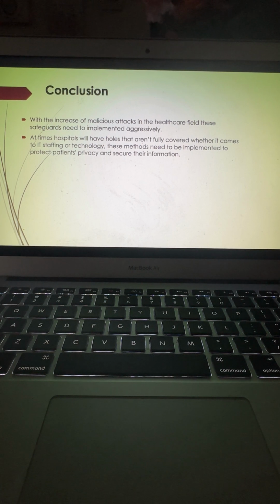So that's what I had to talk about regarding privacy and security, talking about HIPAA, the different rules that fall under HIPAA, and the safeguards that should be implemented in the healthcare field.